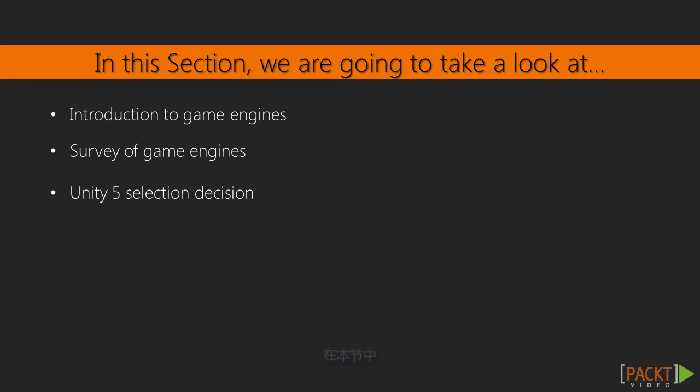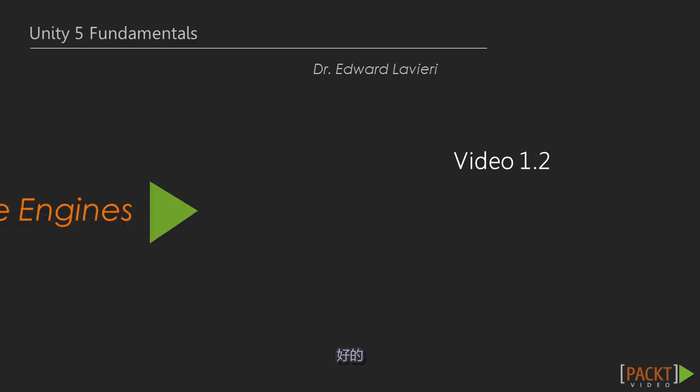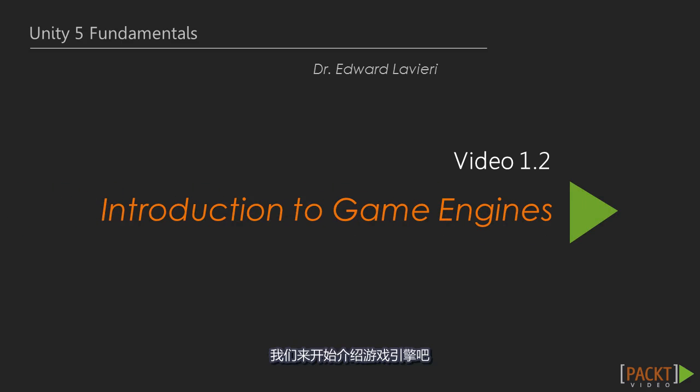In this section, we're going to take a look at an introduction to game engines, a survey of currently available game engines, and defend our decision to use Unity 5 instead of other available game engines. By the end of this lesson, you will have a good understanding of why Unity 5 is the game engine of choice. You will also know what the engine's capabilities are and what it can be used for. Okay, let's get started with an introduction to game engines.